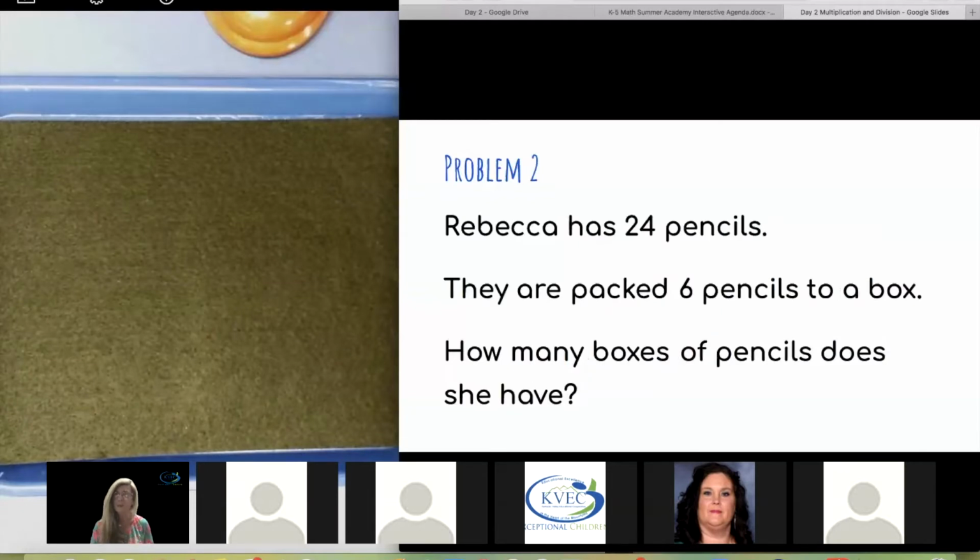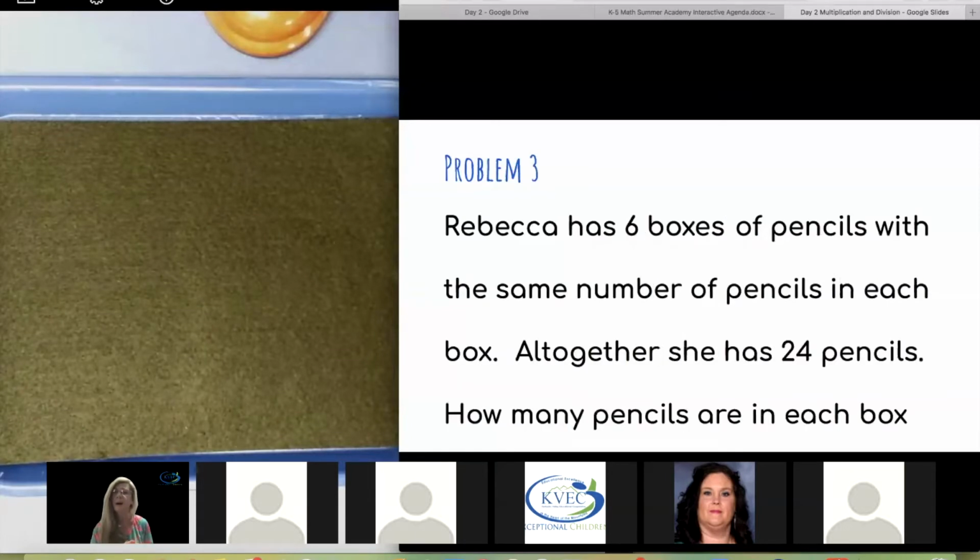Rebecca has 24 pencils and they are packed 6 pencils in a box. So how many boxes of pencils does she have? In this problem, what are we looking for? How many groups that she has? Yes, yes. We know how many pencils she's got. We've got that. We know how many are in each group, in each box. But we don't know how many boxes she's going to have, right? How many groups she's going to have. All right, next scenario.